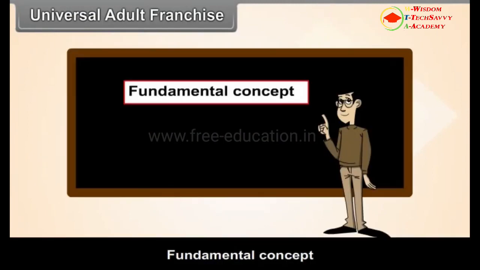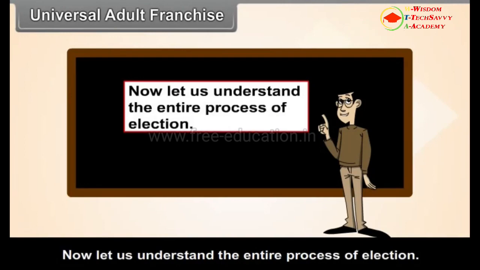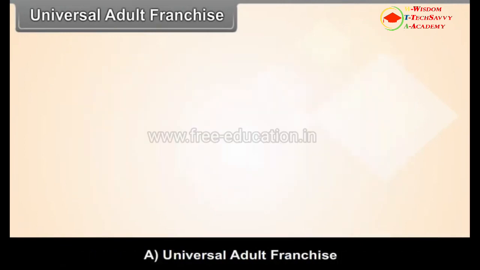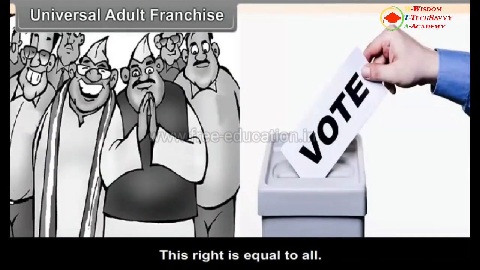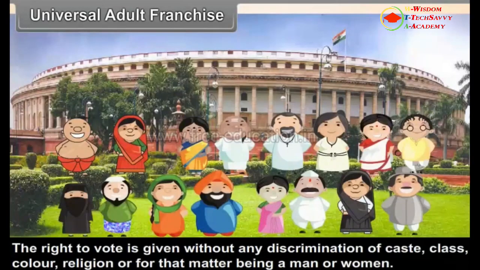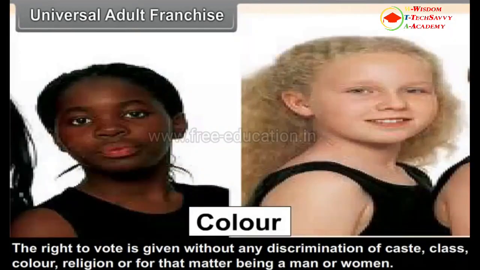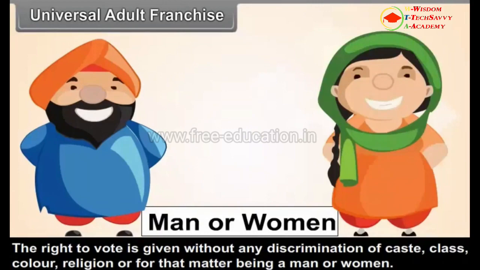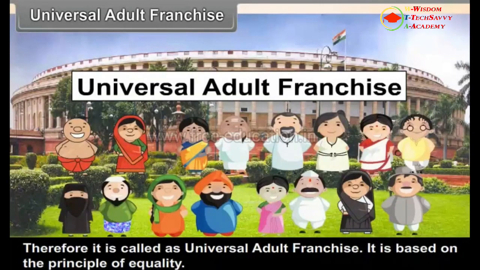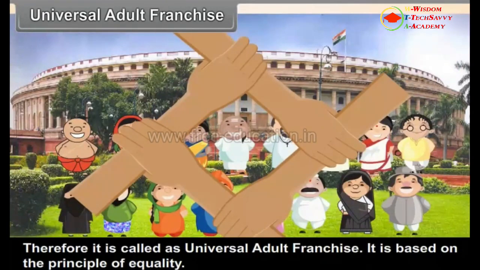Fundamental concept. Now, let us understand the entire process of election. A. Universal adult franchise. Franchise is the right of the citizens to vote and elect their representatives. This right is equal to all. The right to vote is given without any discrimination of caste, class, color, religion, or, for that matter, being a man or woman. Therefore, it is called as Universal Adult Franchise. It is based on the principle of equality.